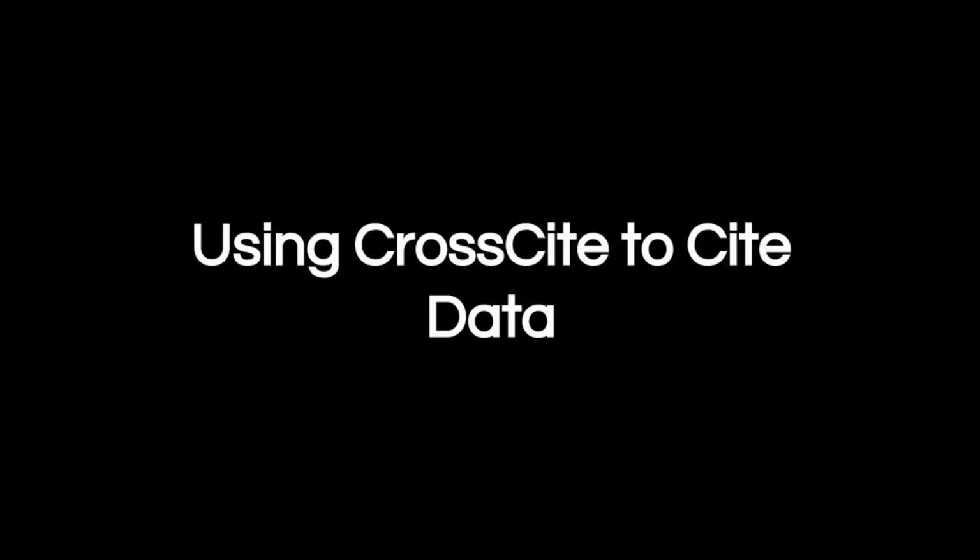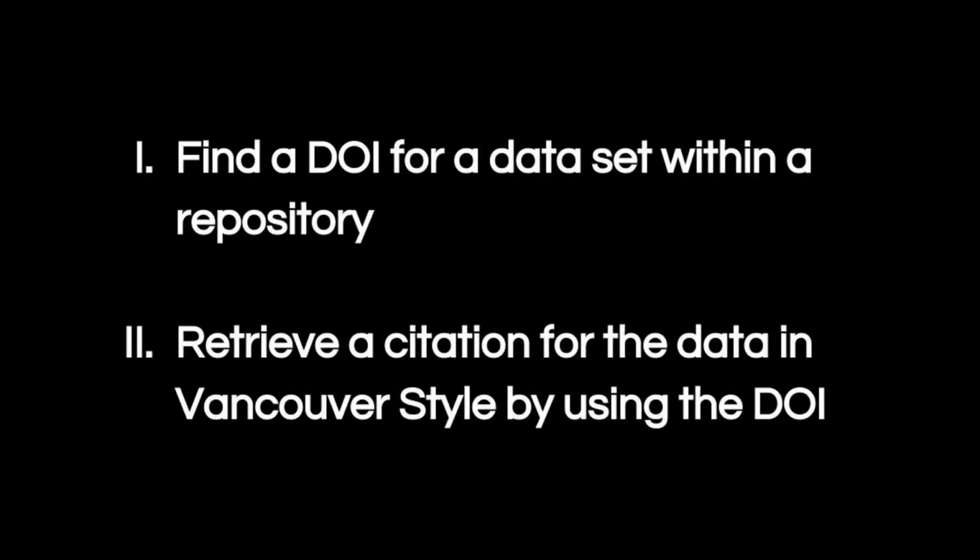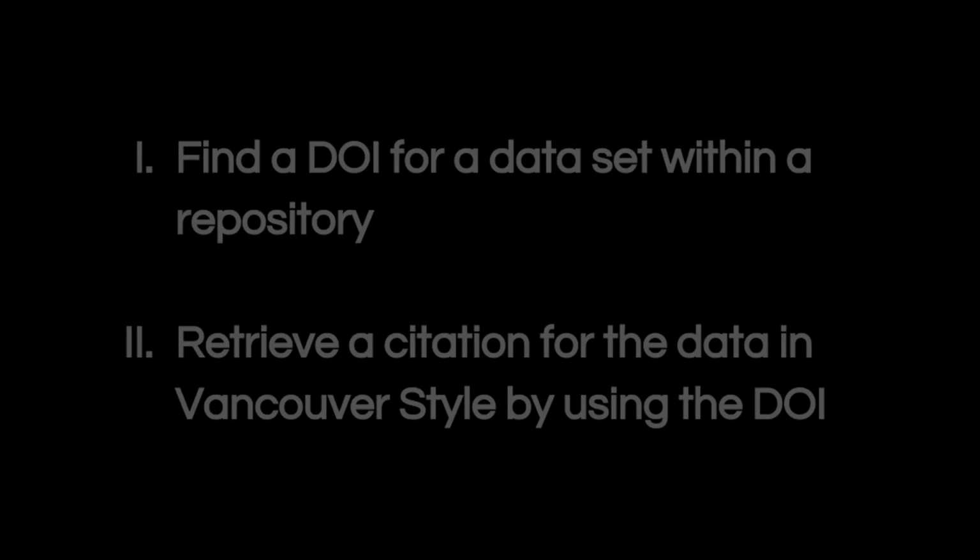Welcome and thank you for joining me for this tutorial on how to cite datasets by using the new tool from CrossCite. Through this tutorial, you will learn how to: 1. Find a digital object identifier, or DOI, for a dataset within a repository, and 2. Retrieve a citation for this data by using that same DOI.